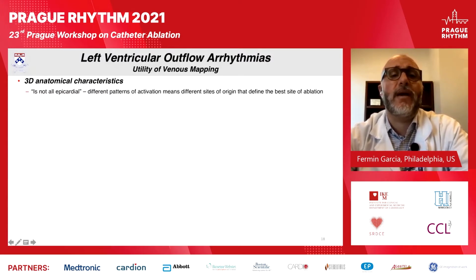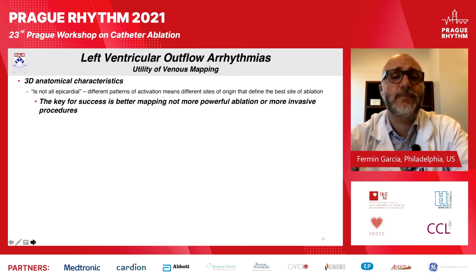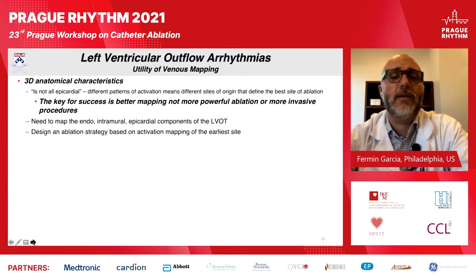It's not all epicardial if you fail. I think that what you are able to recognize with venous mapping is different pattern of activation, which means different sites of origins. And then by doing that, you define your best site of ablation. I believe that the success for ablation is better mapping and not more powerful or bigger procedures. You need to map the endo, the intramural, and the epicardial components of the LVOT.